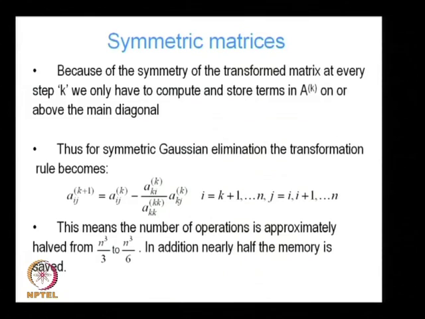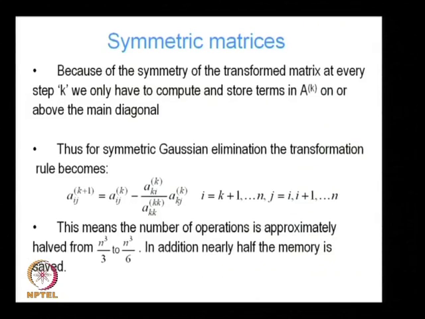Because of the symmetry of the transformed matrix at every step k, we only have to compute and store terms in A^k on or above the main diagonal. The advantage of symmetry is this: it reduces drastically the storage required. Since at each stage the transformation matrix is symmetric, we will take advantage of symmetry and store only the terms above the main diagonal. We will no longer store the whole matrix. So, this automatically reduces the storage requirement by 2.